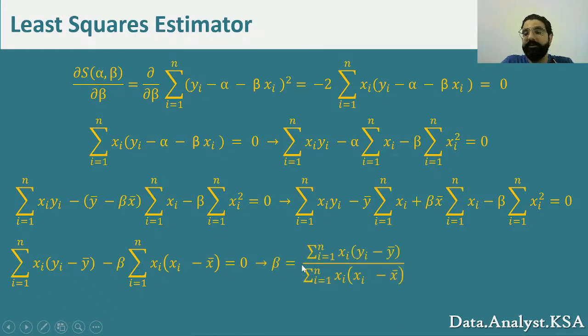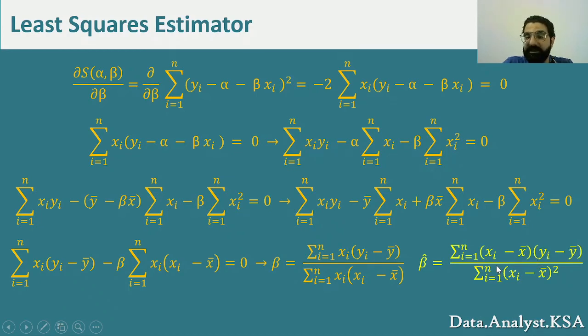So I'm going to end up with beta equals the sum of xi times yi minus y bar over the sum of xi times xi minus x bar, where x bar and y bar are the average of the x's and the average of the y's. We can express it like this, but usually we express it this way. And this makes our lives easier, as you will see in the next slide.